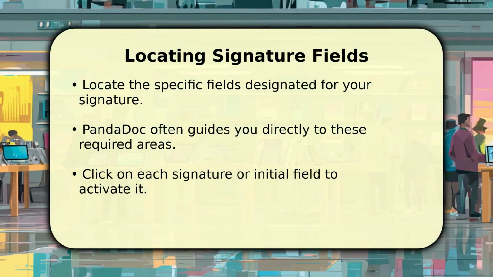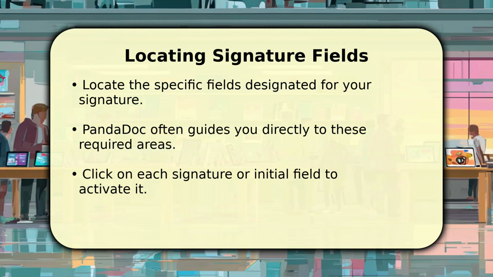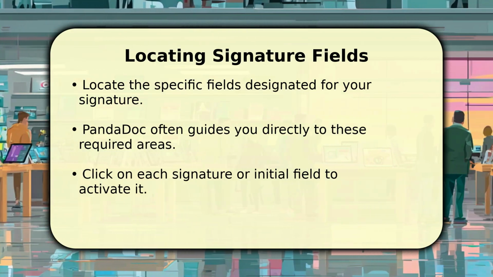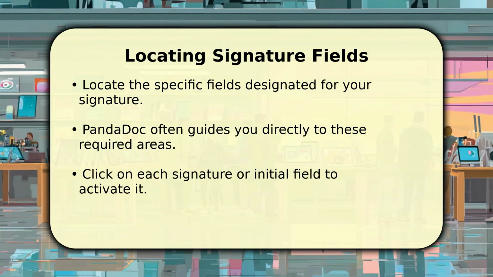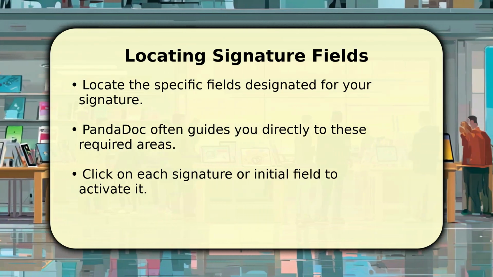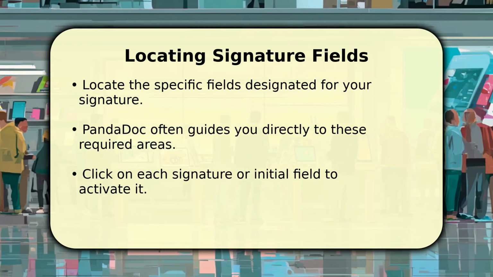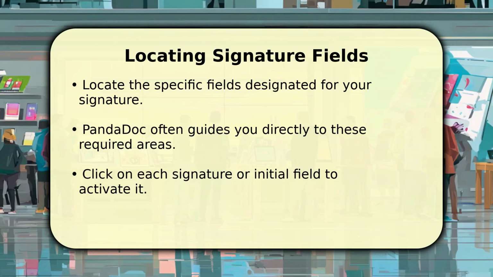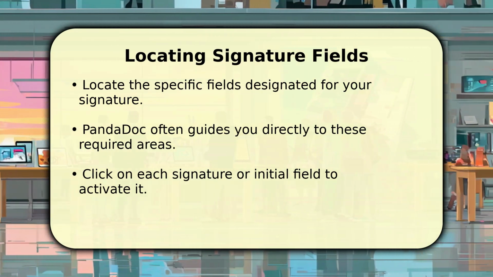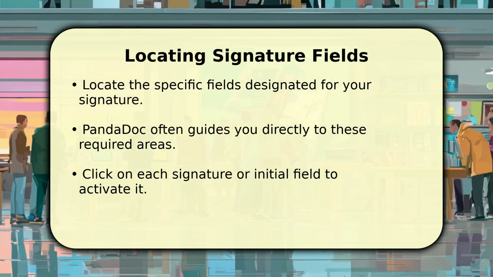After reviewing, you'll need to locate the specific areas designated for your signature and initials. PandaDoc often includes a helpful navigation bar or an arrow that guides you directly to these required fields. Simply click on each signature or initial box. The system will then automatically prompt you for your input and often jump you to the next field, making the process incredibly intuitive. This ensures you fill out every necessary section accurately.